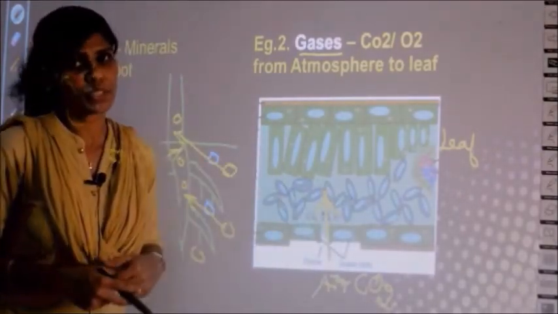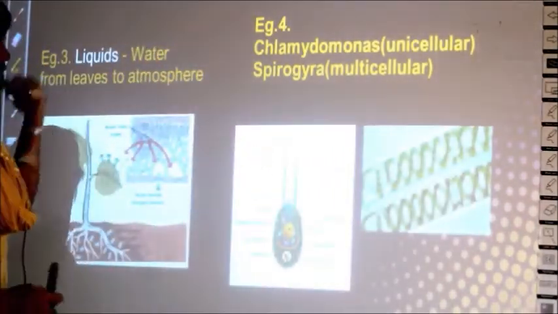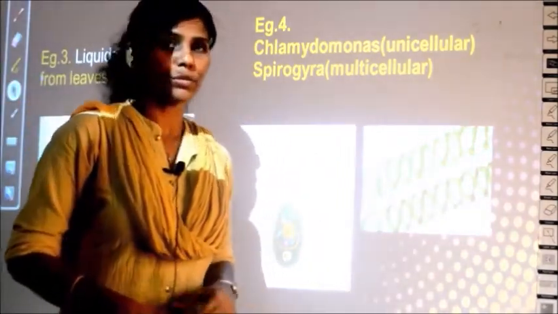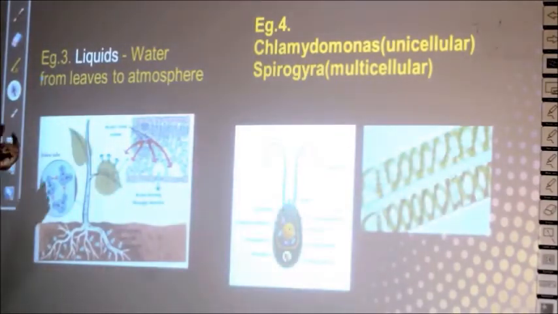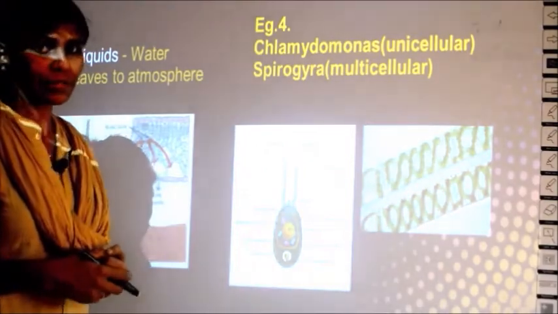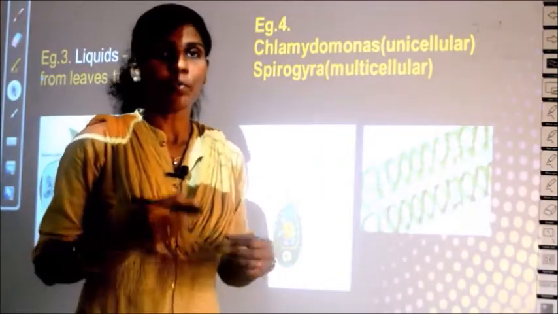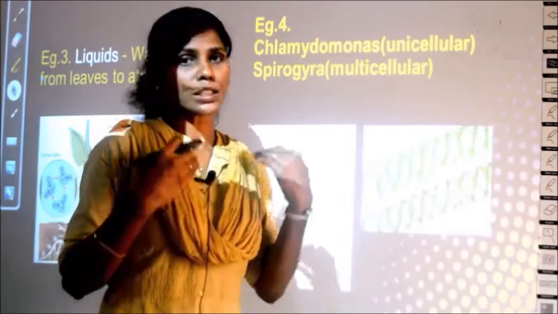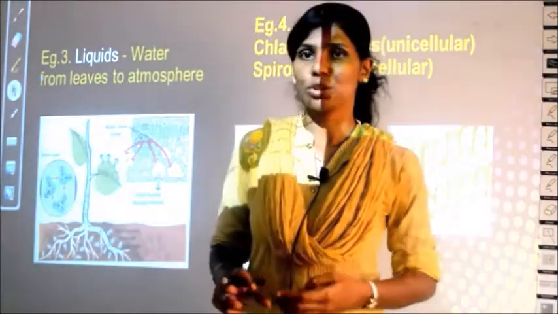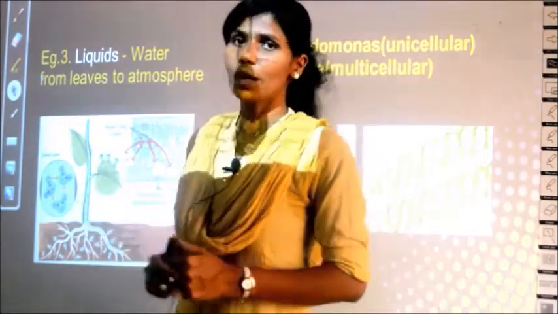There are 2 more examples given in your textbook. We will learn next. So the third example given in your textbook is for liquids, how liquids move in the plant by the process of diffusion. The example given is water movement from the leaves to the atmosphere. Actually, there is a process called transpiration, where water escapes from the plant to the atmosphere. The loss of water from the plant to the atmosphere is called transpiration. So in transpiration, through the leaf water will escape to the atmosphere, I told you, right.